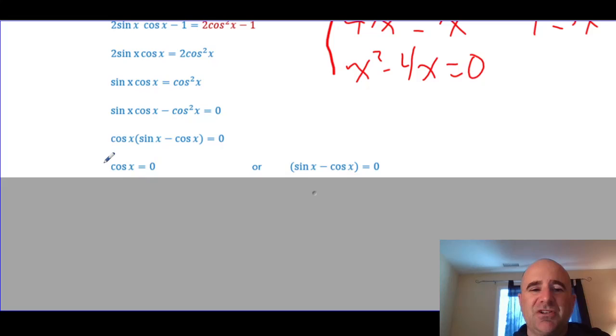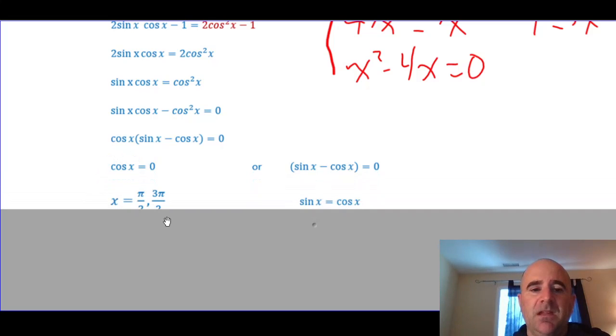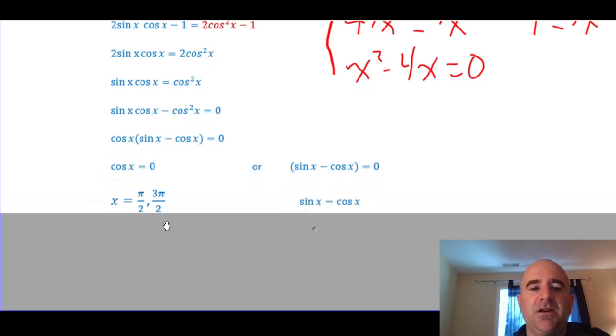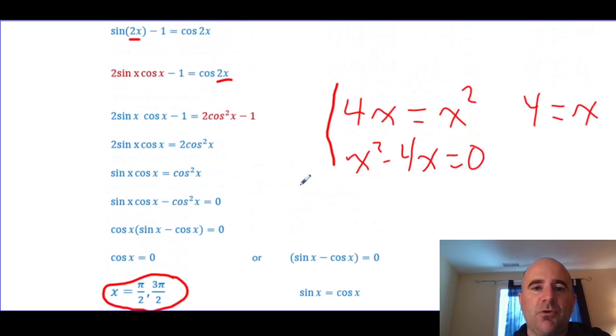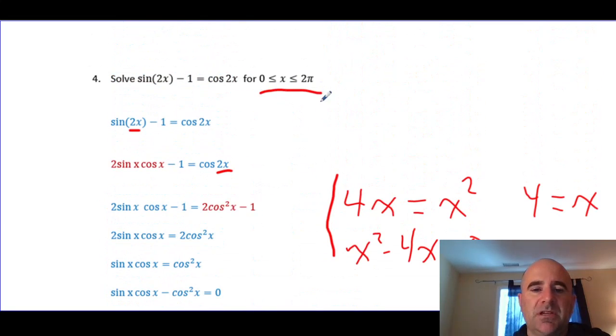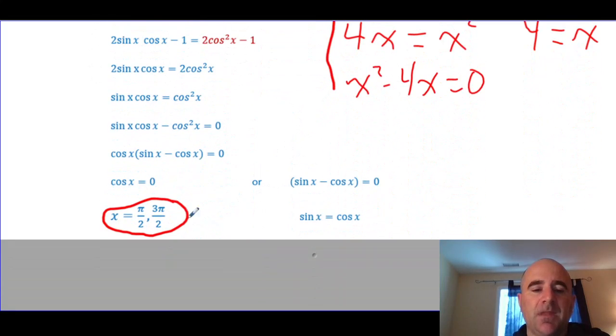Let's start with the easy one. Cosine of x equaling 0 means that x is pi over 2 or 3 pi over 2. So right away, there are two solutions right there. And we've talked about that before. Keep in mind, we only care about the answers between 0 and 2 pi. Cosine of x is equal to 0. That's already been talked about in this lesson.